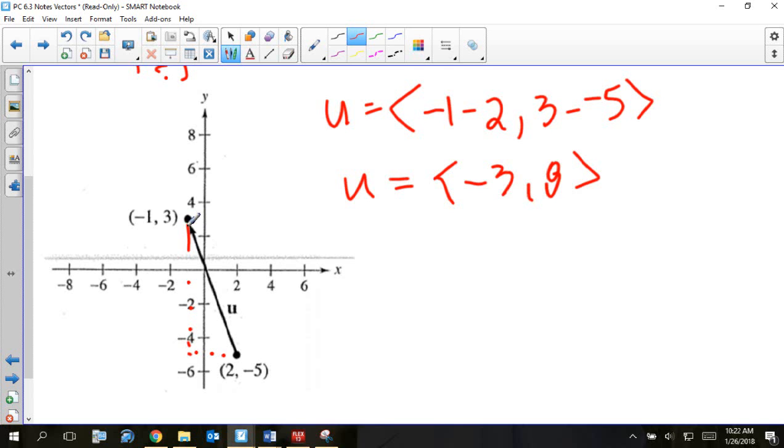Then we have to write this as a linear combination of unit vectors i and j. So we write, ready for this? -3i plus 8j. What's the point of this? For higher level stuff that we're not going to do.